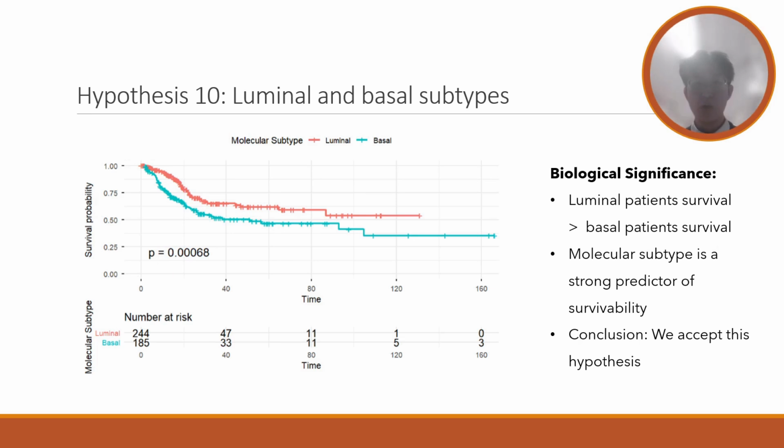For hypothesis 10, we hypothesized that our clusters reflect real biological differences in bladder cancer, with some clusters dominated by luminal tumors and others by basal tumors. Using VST normalized RNA-seq data, we computed luminal and basal marker scores for each patient and assigned subtypes based on which score was higher, then compared survival between the two groups. Luminal patients show significantly better survival than basal patients, with a clear separation in KM curves and a significant p-value. These results support the hypothesis and confirm that molecular subtype is a strong predictor of patient outcome.